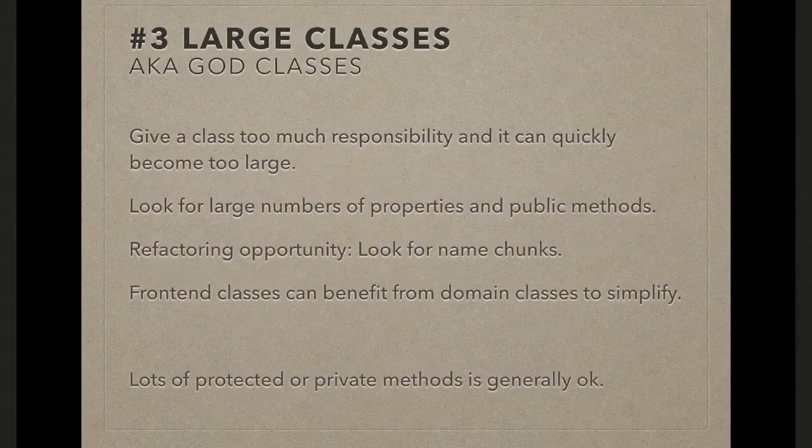Number 3 is somewhat related to methods, but large classes, otherwise known as God classes. Giving a class too much responsibility, making it do lots of different things, is generally a bad idea, right? You're going to have a lot of code bloat. You're going to have too many methods. A good indicator of a God class, or that a class is too large, is that you have a lot of properties within it, and or a lot of public methods. So if the API to interact with that class is like, I've got these 72 methods that you can call on my class, that's a pretty good indicator that your class is way too big.